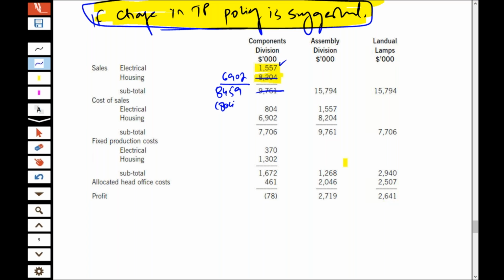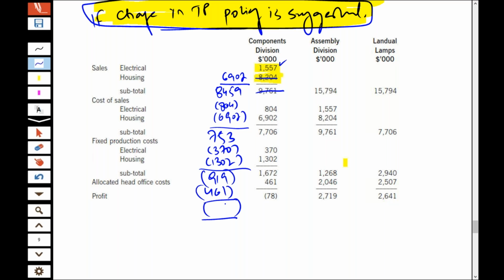Then you've got 804, you've got 6902. So the subtotal becomes 753. Then you've got 370, you've got 1302. So resultingly there's going to be 919, and there is 461 head office cost. So hence this would run into a further loss of 1380.